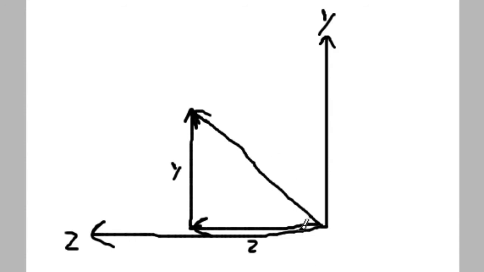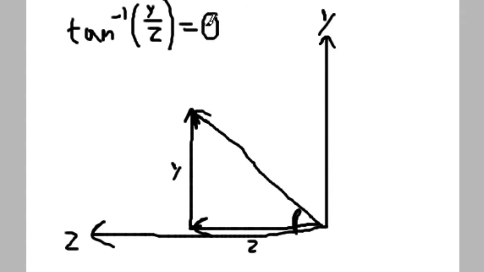And so basically what I want to do is find this angle. So what I do is take the arctangent of y over z. And this gives me theta, where theta is this angle. Then I increment theta by a little bit, so now it's like this, theta prime.